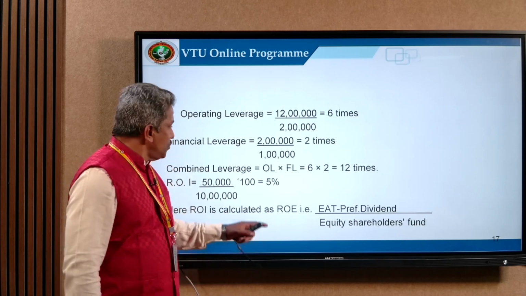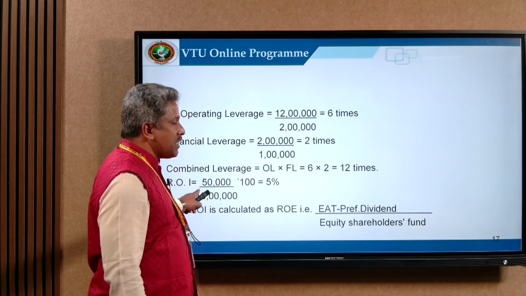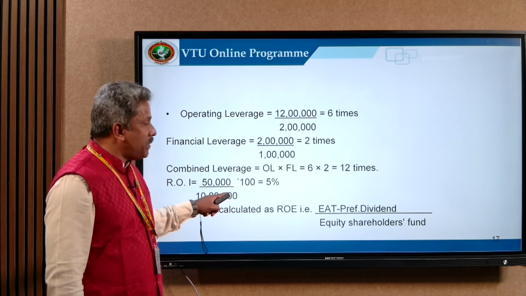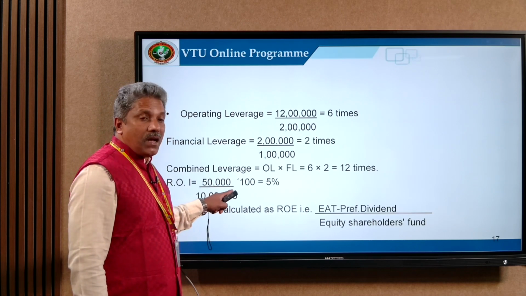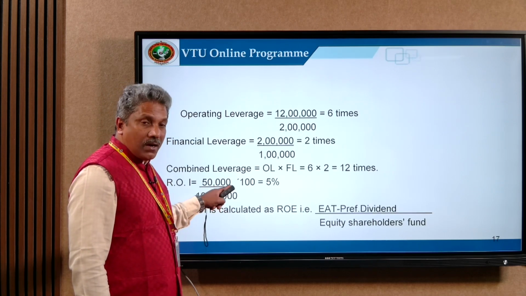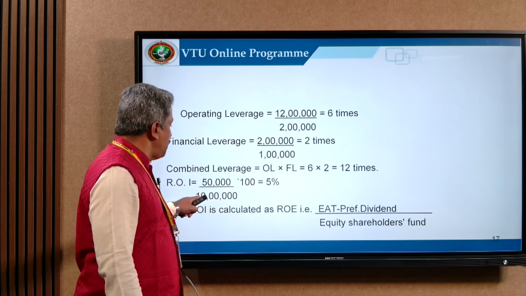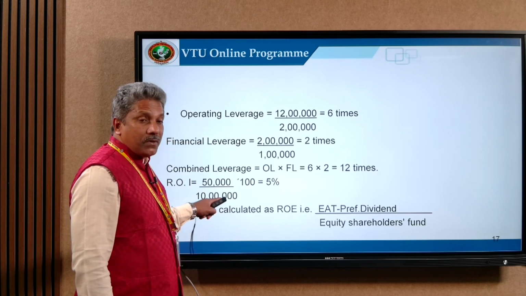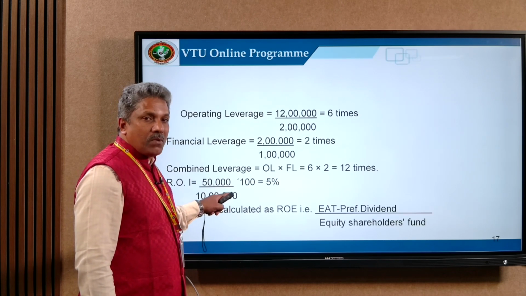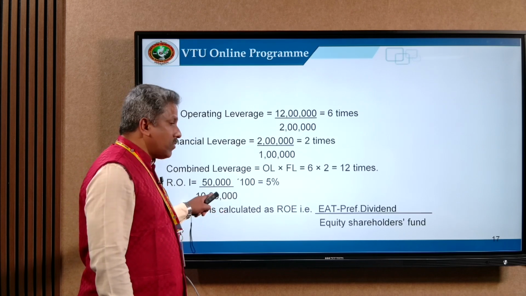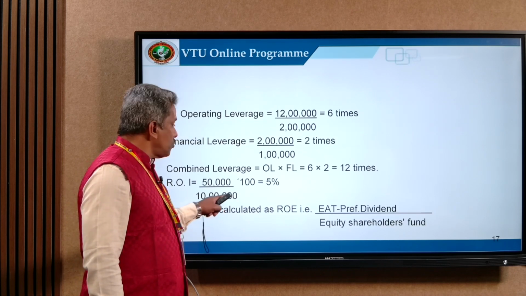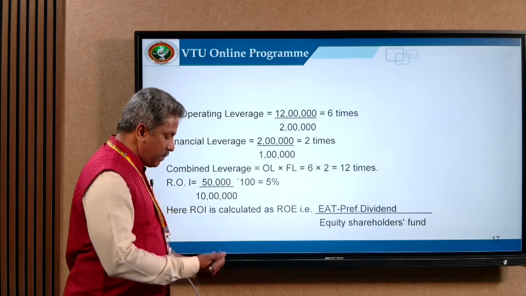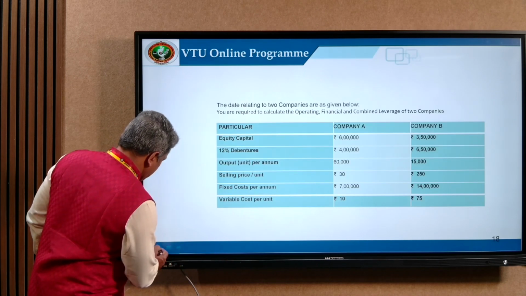Yes, dear friends. So, we were discussing return on investment. Return on investment is equal to earnings after tax, or earnings available to equity shareholders, divided by the amount of equity, or amount of money invested in equity, that is 10 lakhs rupees, multiplied by 100.